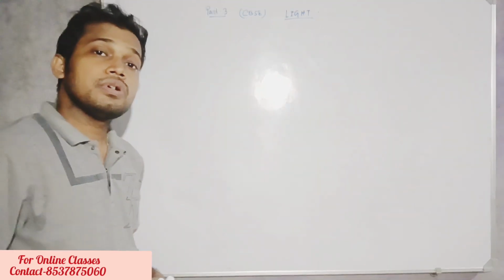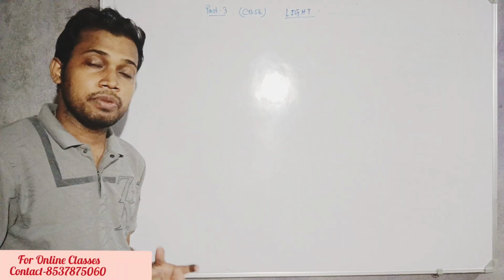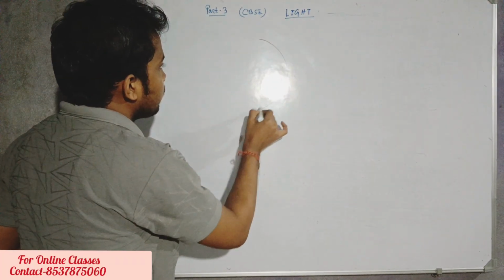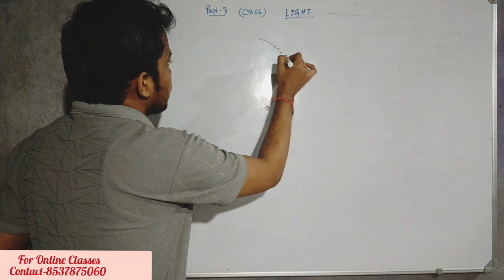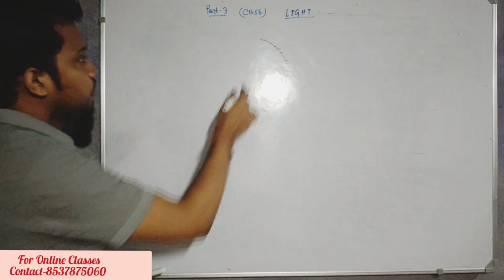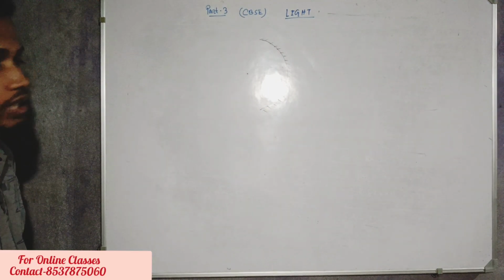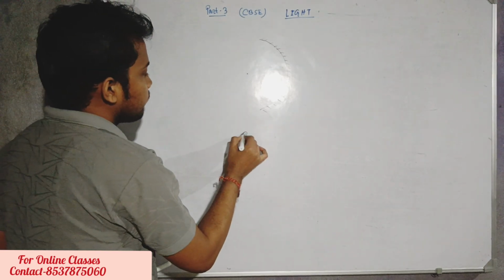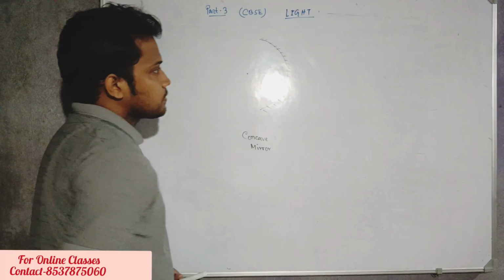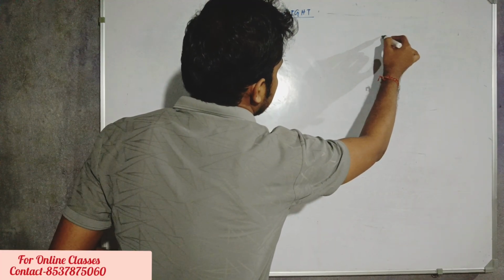So first of all, we have to know about some terminology related to the mirror. Let's say, first of all, identify what type of mirror that is. We know the cave part. Cave is towards the center. So we can say this one is a concave mirror, isn't it? So this one is a concave mirror. Similarly, we can write convex mirrors like that.